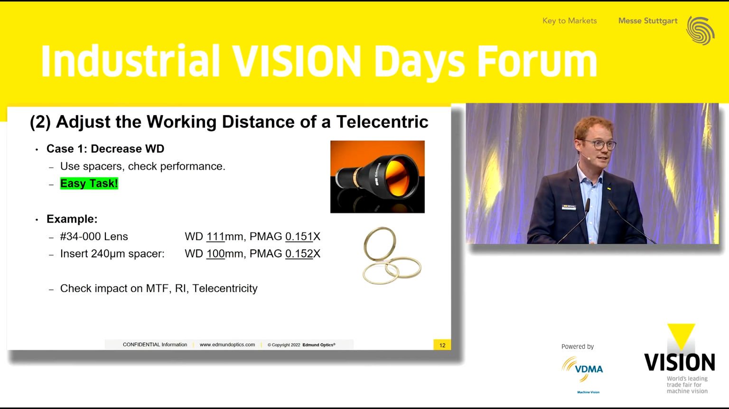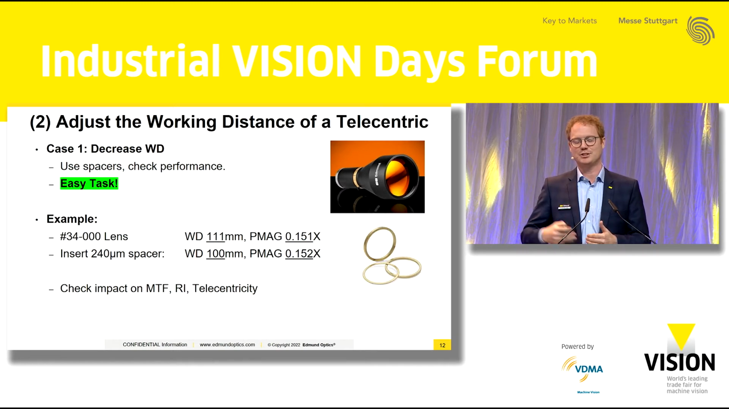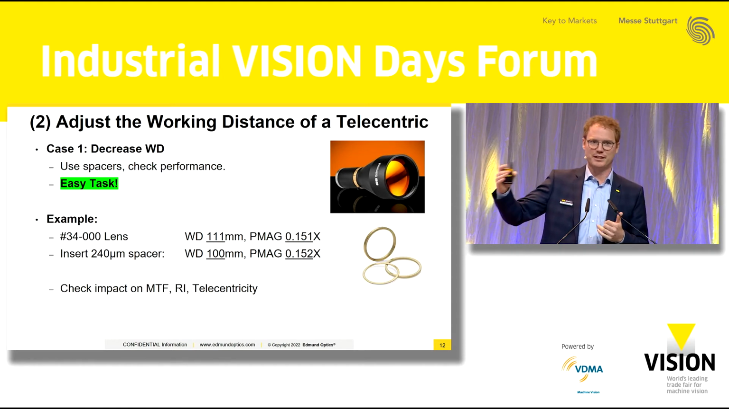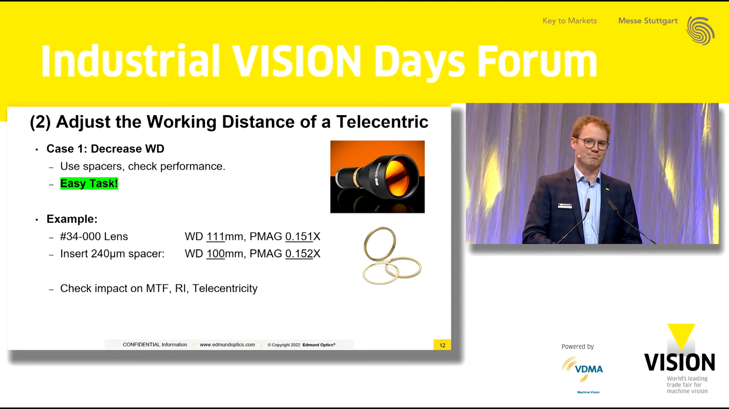Moving on to the second example, adjusting the working distance of a telecentric lens. So anyone using telecentric lenses? I mean, probably not, given the first responses. Anyway, they come at fixed magnifications, and you're supposed to use them at a certain defined working distance. And if you don't like the distance for various reasons, you want to make it shorter or larger, that's the question of how do you do that?